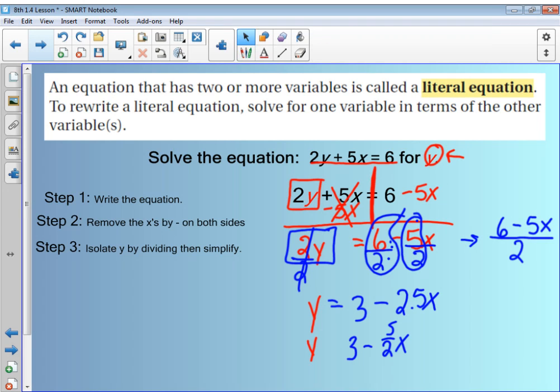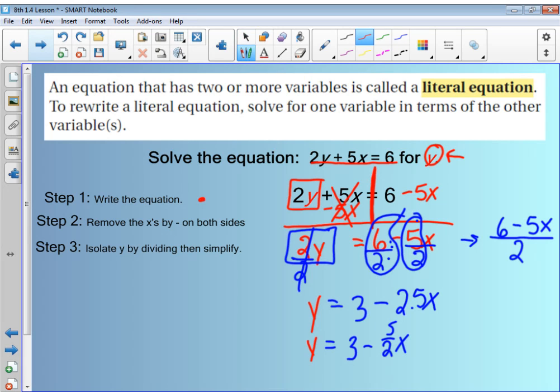So you have to be comfortable interchanging between those, because if it comes to a standardized test, you just have to be comfortable interchanging between fraction versus decimal. I will accept either.